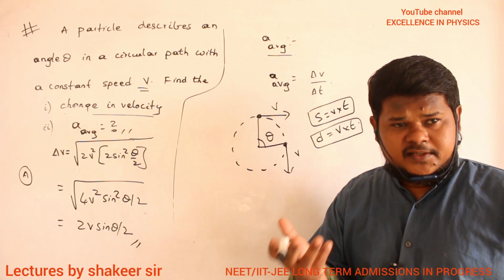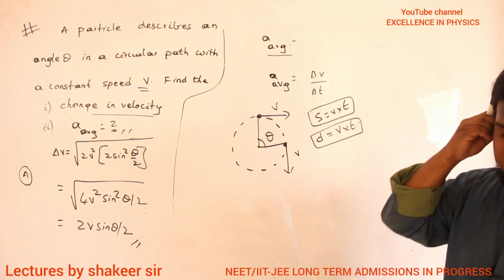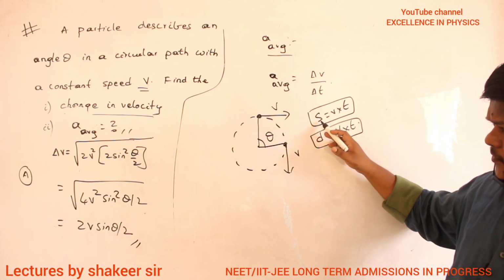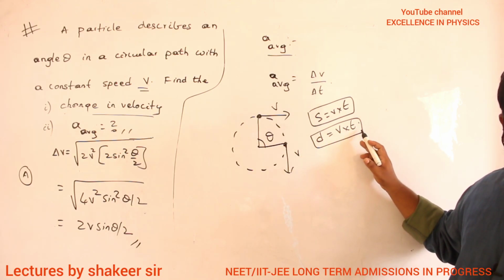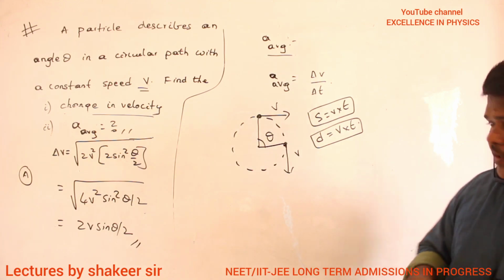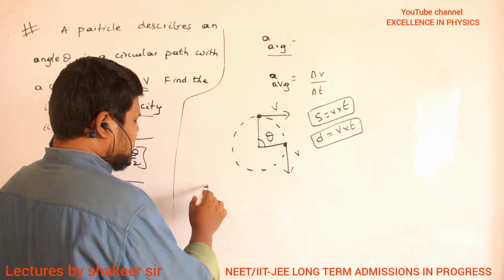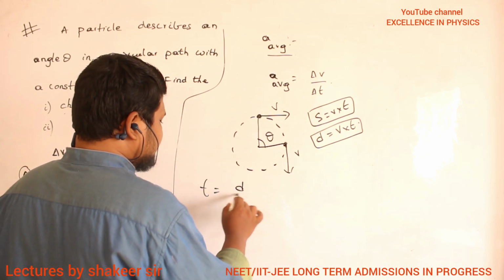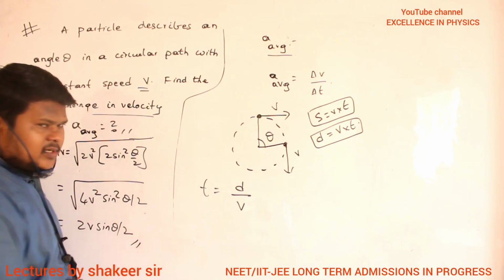Are you able to understand the difference? Both equations are of the same format only. So this is the equation when the body is traveling with uniform velocity. This is the equation when the body is traveling with uniform speed. So you should not be confused between the two. Okay. So therefore, what I want is time only. So time is equal to distance divided by speed. Speed I know. Speed is v only.